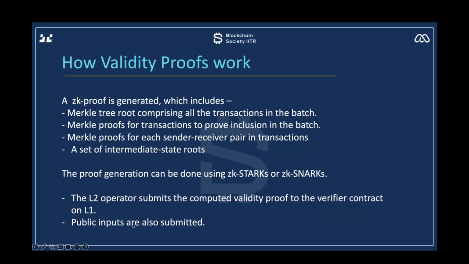Now what happens after the proof is generated? The L2 operator, the ZK rollup operator, submits the validity proof to the verifier contract on L1. Public inputs are also submitted. The verifier contract takes the public inputs, takes the proofs, and verifies all the transactions.